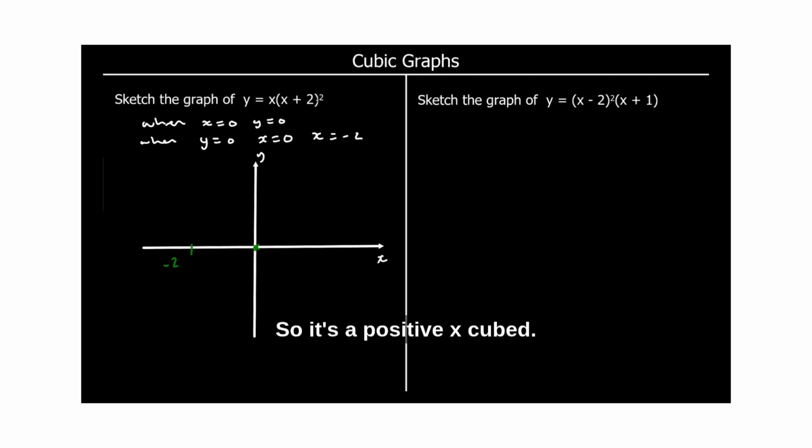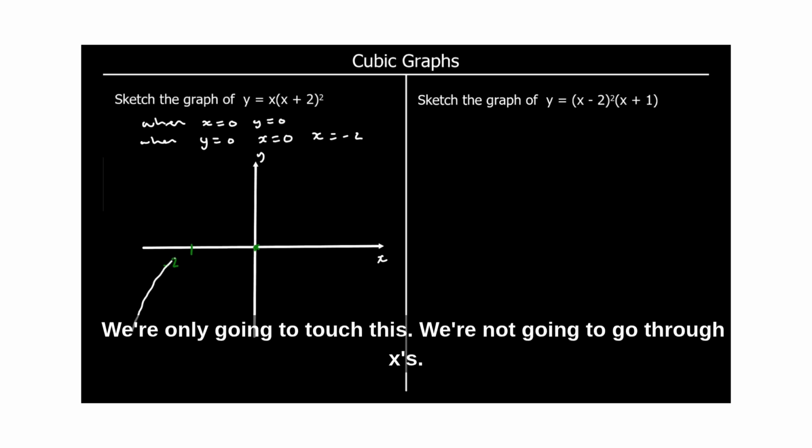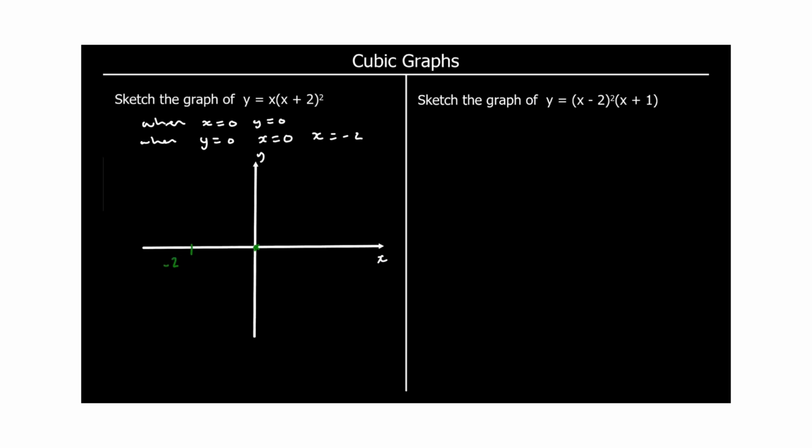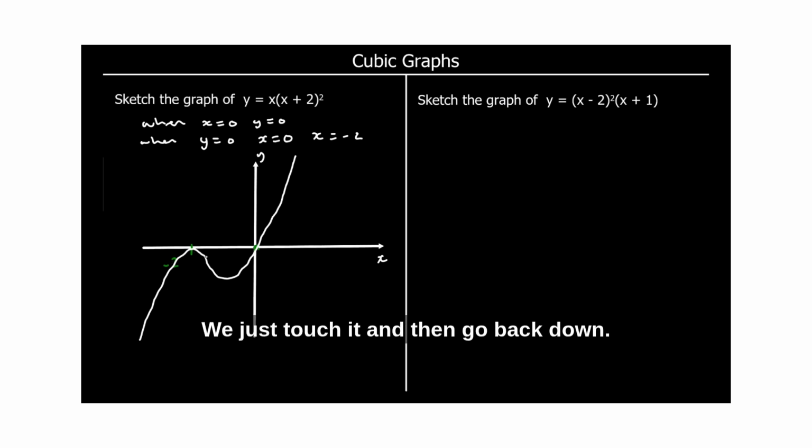So it's a positive x cubed. All the x's are positive. X times x times x is a positive x cubed. So we're starting at the bottom left. We're only going to touch this. We're not going to go through the x's. We're going to come back down straight away. So we're going up to the axis, back down, and then up again through the second intersection. So on a repeated root, we don't go through the axis, we just touch it and then go back down.